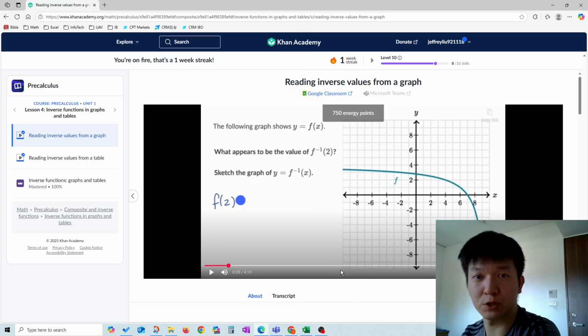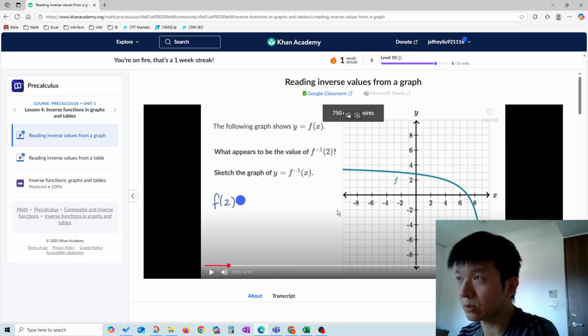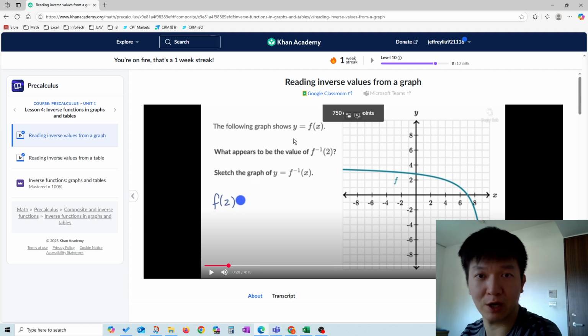Okay guys, so we're back and reading inverse values from a graph. Okay, so we are here, inverse functions. You can see right here, the question is, the following graph is showing y equals f of x, but you're trying to do the inverse of it.